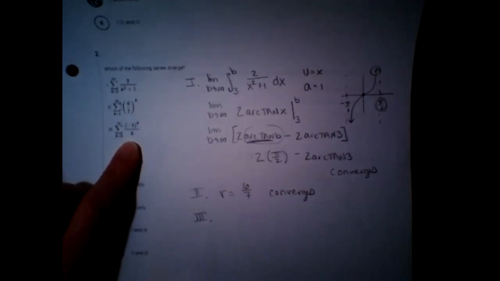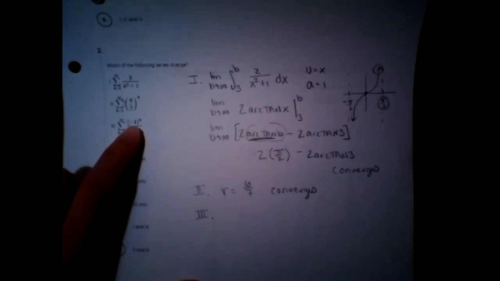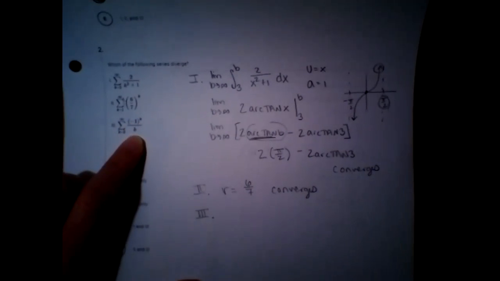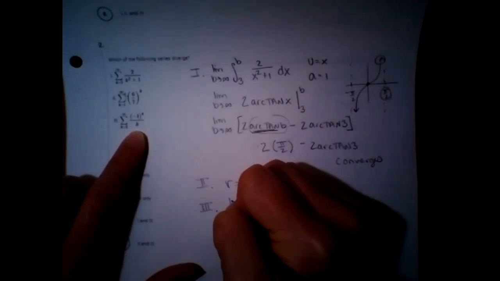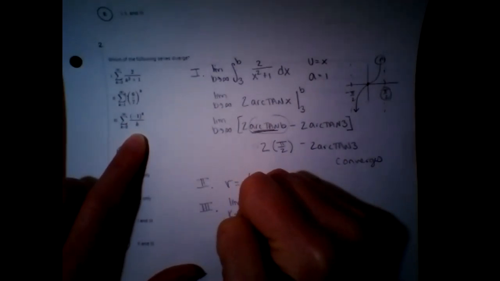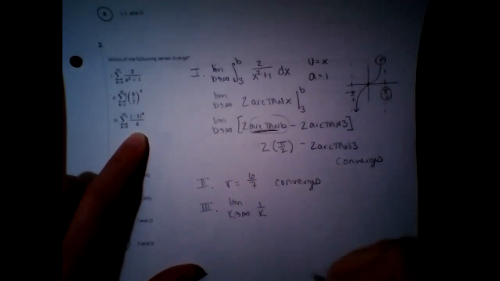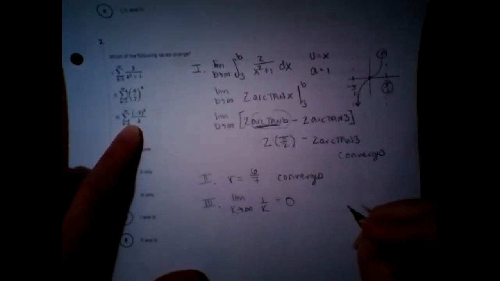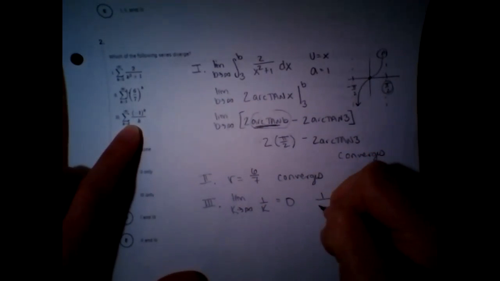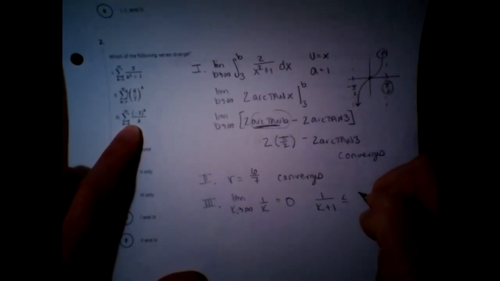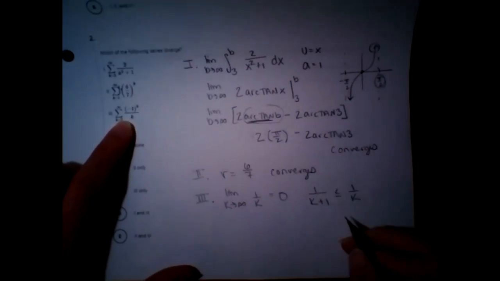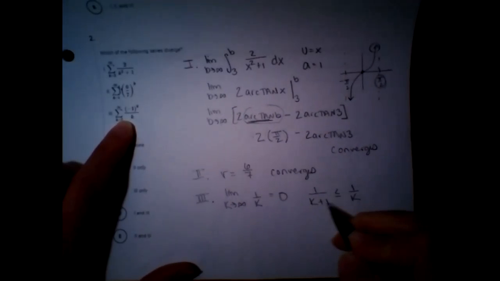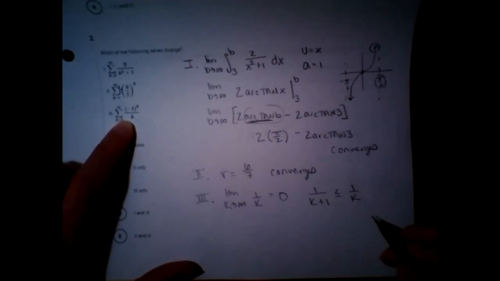All right, and then the third one, this is an alternating series because of that -1 to the k power. So we're going to do our alternating series test. Limit as k goes to infinity of 1 over k, and that's going to go to 0. And then 1 over k plus 1 is going to be smaller than 1 over k. That is true. This is going to have a bigger denominator than this one, so it is the smaller fraction. And so that also converges by the alternating series test.